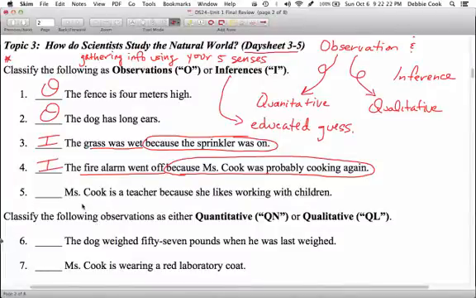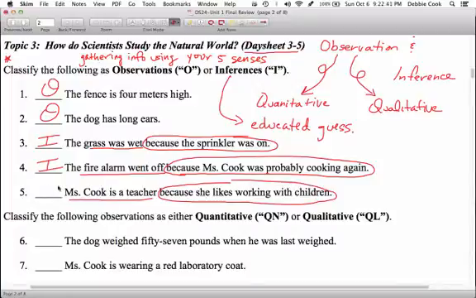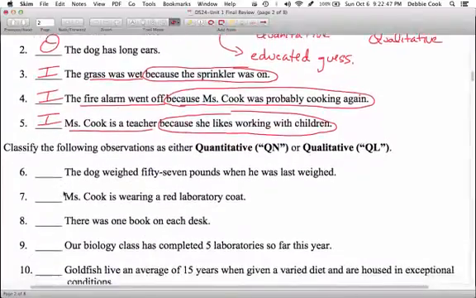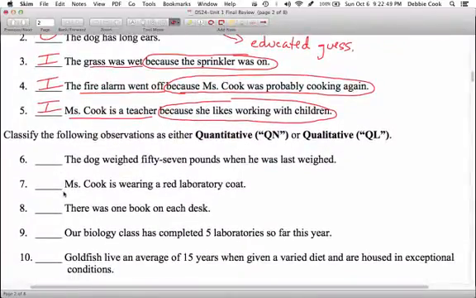For number 5, Miss Cook is a teacher because she likes working with children. Now, you might be able to gather information that I am a teacher by using your 5 senses. However, you don't know why I'm a teacher. That's an educated guess. So this part right here is because she likes working with children. We don't know that for sure. So obviously number 5 is going to be an inference. Looking down at our next section. For our next section, 6 through 10, we need to look at our next set of directions.